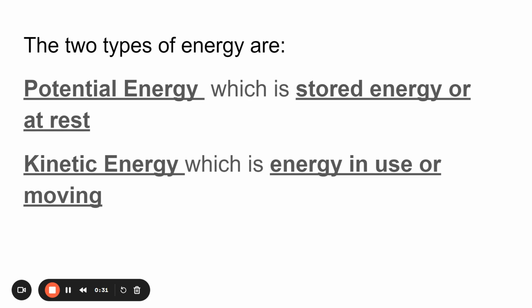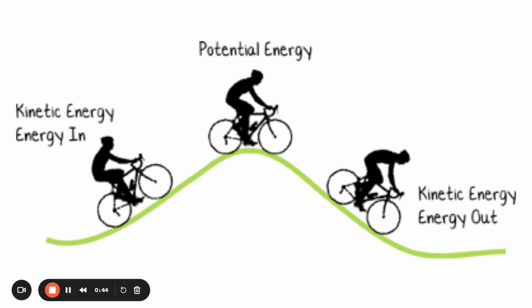And then we have kinetic energy, which is energy in use, or energy while you are actively in motion, moving. So we have potential and kinetic. Here's an example of what this looks like. Kinetic is we're moving here. We get to the top. There's a moment where you pause at the very top of the hill before you start going back down. And then this is kinetic energy as we're moving again.